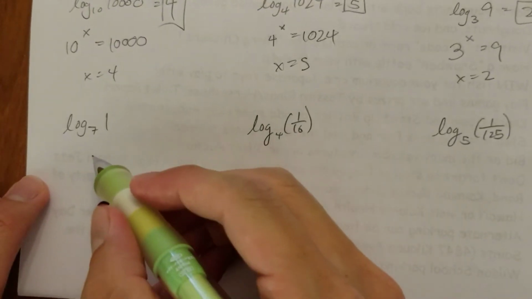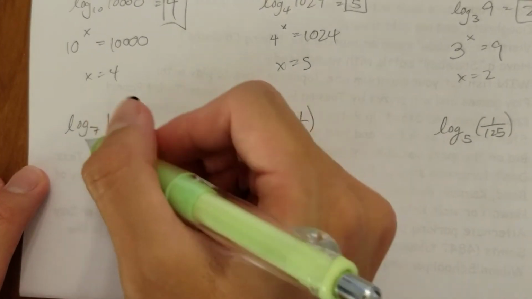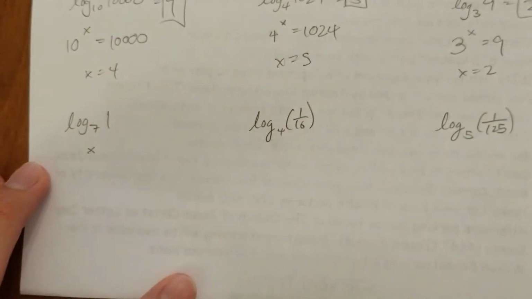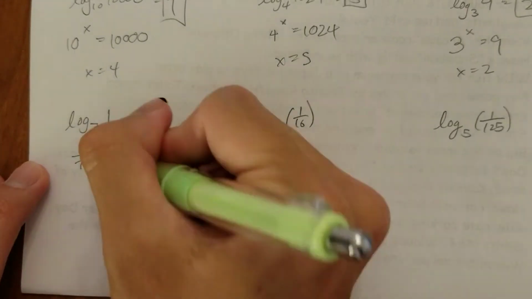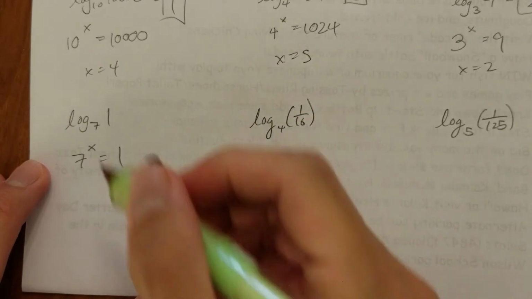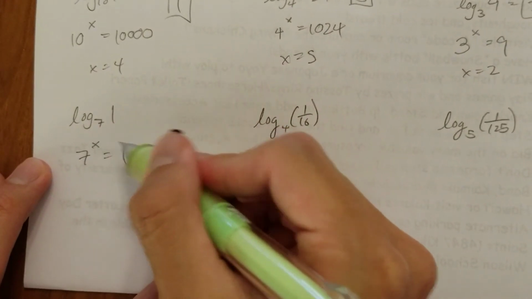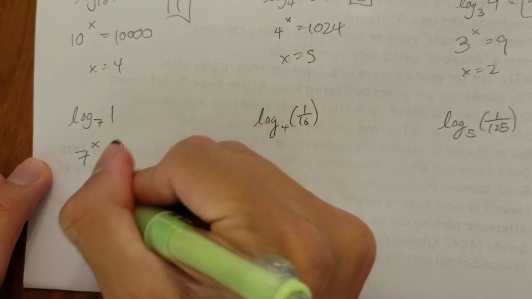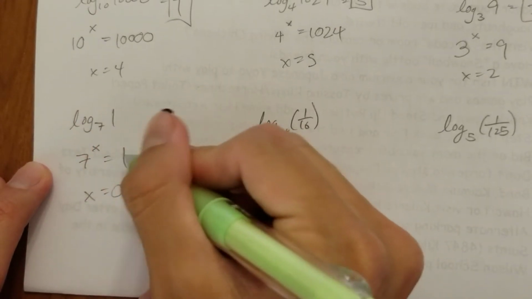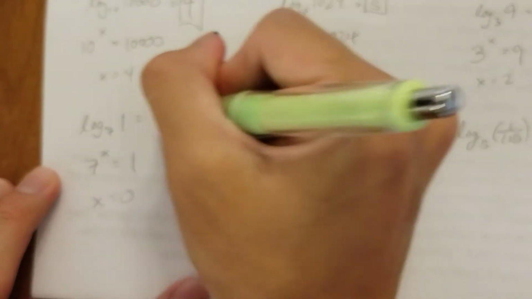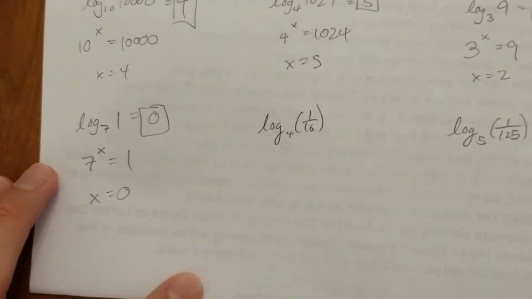For this one, what exponent are you raising the base of 7 by to get 1? Anything raised to the 0 power is going to be 1. So x is 0, and this is 0.